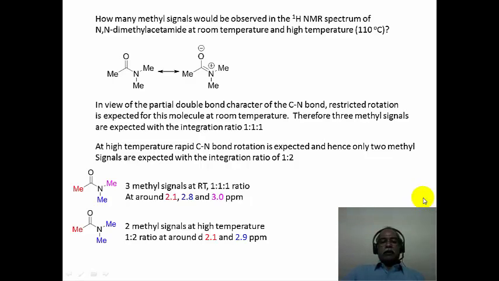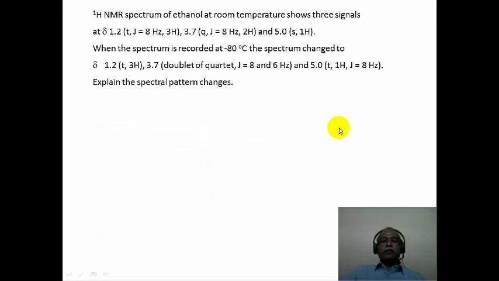So this is a fairly simple problem. N,N-dimethyl formamide we have discussed. This is an example of N,N-dimethyl acetamide, which also has restricted rotation around the carbon-nitrogen bond. Moving on to the next problem.